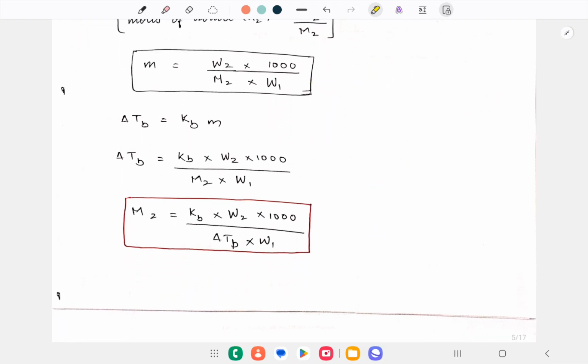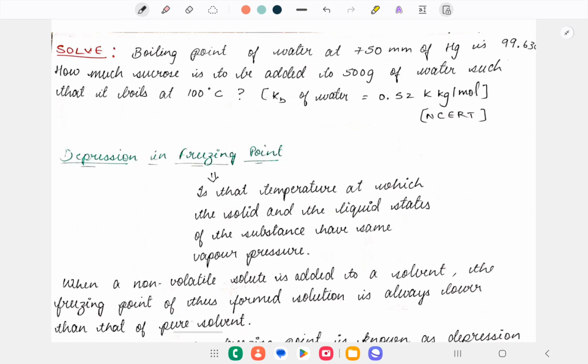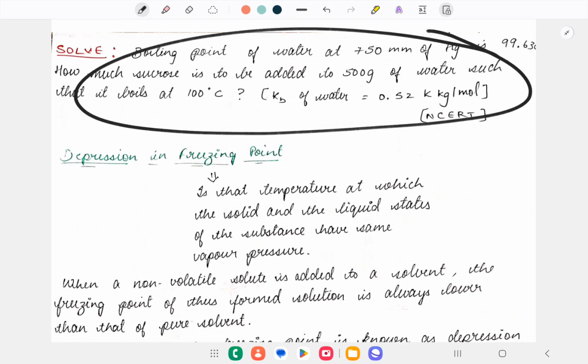And then we know the formula that the elevation in the boiling point is equal to Kb into m. So we know the m value and we'll substitute it in this, and then we will be able to find the molar mass of the solute by the following formula, which is very important. The question is provided for you to solve.